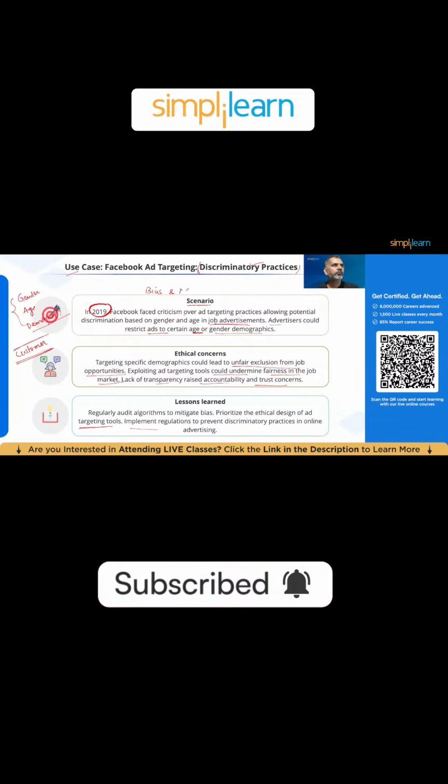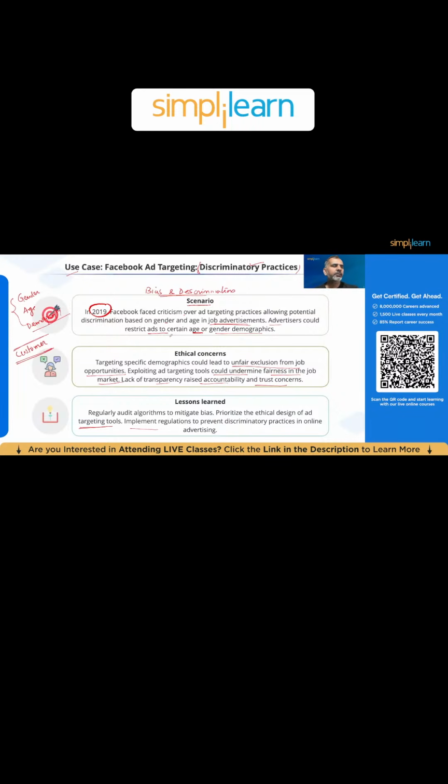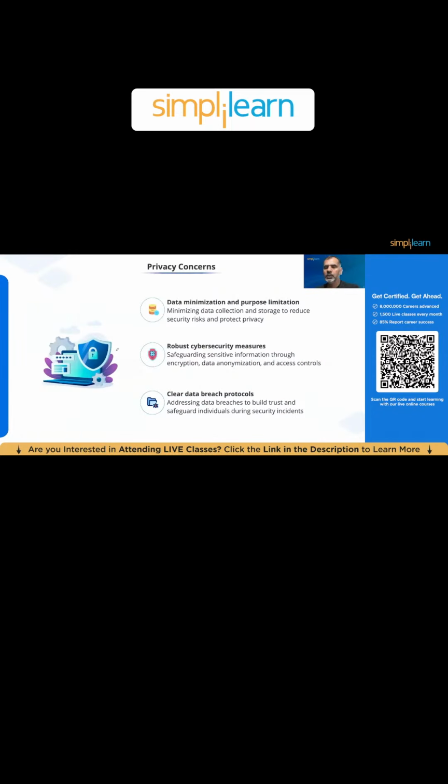So this is the very first scenario of bias and discrimination. The second thing is privacy. When we talk about privacy concerns, they are mostly related to the personal information of any user. So the best practice that you can use is data minimization and purpose limitation.